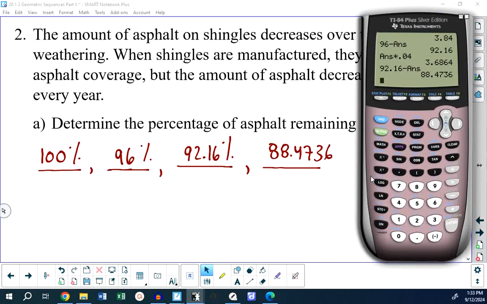Okay. Okay, so I'm going to tell you, this is geometric. There is a number that you multiply each term by to get to the next term. I want you to figure out what that number is. You can take T4 divided by T3. You can take T3 divided by T2. You could take T2 divided by T1.